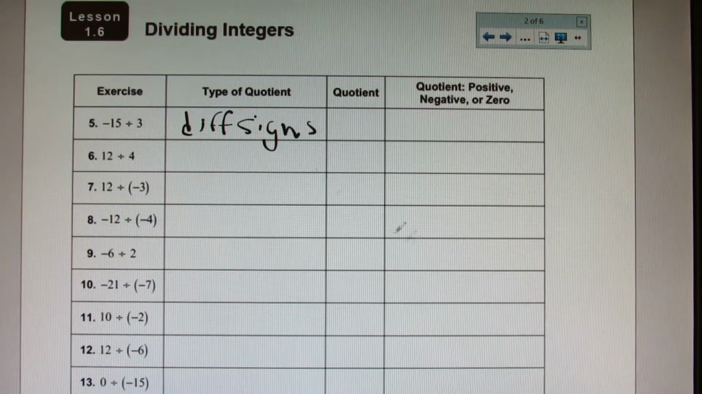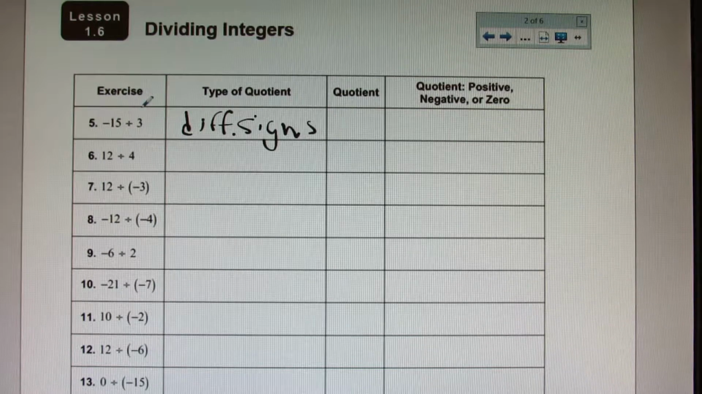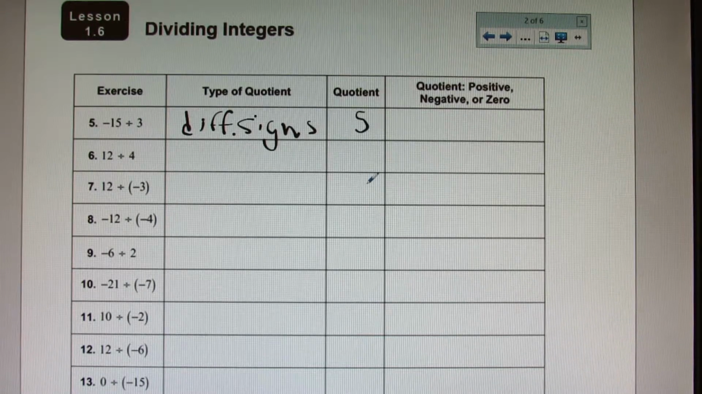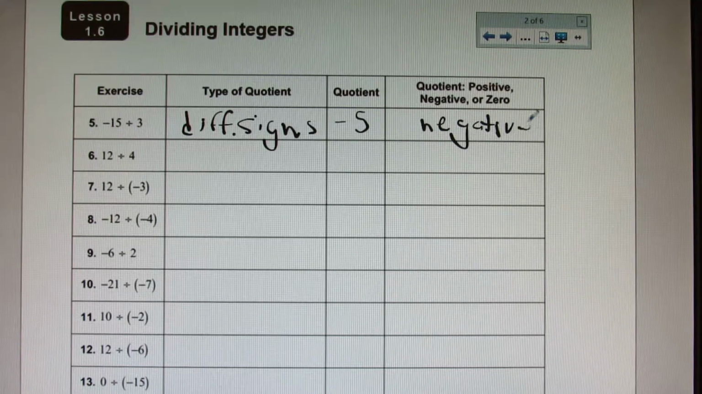Okay, so those two are different signs, diff signs. What is the relationship between 15 and 3? Again, just like multiplying, don't ignore the signs right now, just work on the numbers. What's 15 divided by 3? Okay, 15 divided by 3 is 5. Now, because they have different signs, my answer will be negative 5. So I'm going to write negative. Sorry, it's really hard to write on this. I hope you guys can see the spelling.